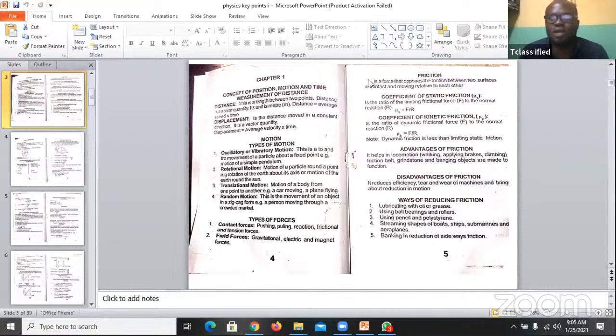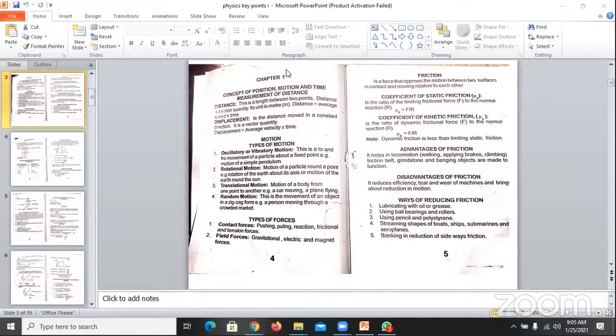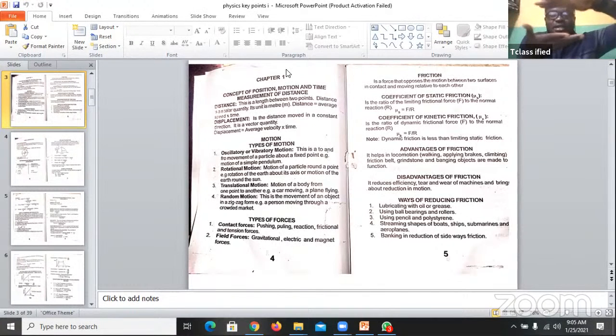So let's get to what we have today, friction. What is friction? Friction is a force that opposes the motion between two surfaces in contact. Very, very important: those two surfaces must be in contact, like your car moving on the road. The tires of your car are in contact with the road, and that's why the road is exerting frictional force, making it impossible for the car to move at its best speed. So that very road is exerting what we call frictional force, opposing the motion of the car.